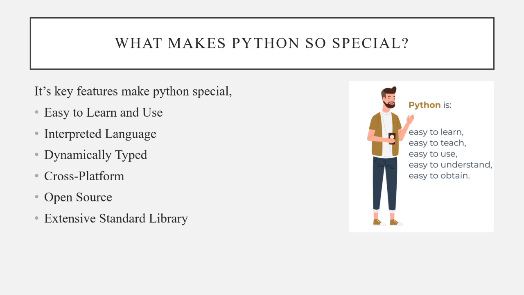And Python is truly cross platform, meaning that you can run your Python code on various operating systems such as Windows, Mac OS, and Linux without any modifications. This feature makes it versatile and convenient for development in different environments. And Python is open source, which means that it's free to use and distribute. It has a large active community that contributes to its continuous development and improvement. This also means you have access to a wealth of resources, libraries, and tools that can enhance your projects.